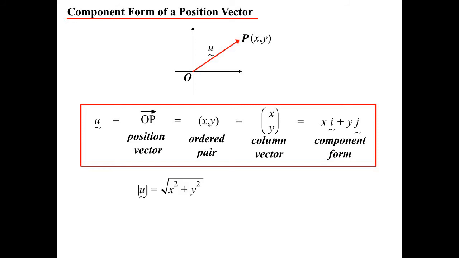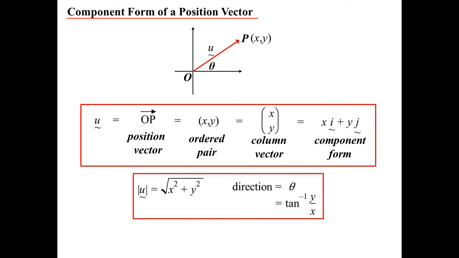So the length of our vector then, call it the distance formula, call it Pythagoras' theorem, call it what you like. It's the square root of x squared plus y squared. And the direction would be theta, and just like in trig and coordinate geometry, we always do it to the positive x-axis, so the angle of inclination that way. So the direction would be theta, the inverse tan of y over x, whatever that happens to be.